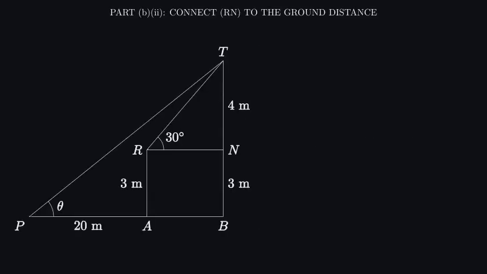The horizontal distance between the poles on the ground is AB. It is equal to RN because RN is also a horizontal distance between the same two vertical poles. The shorter pole is 20 meters from P, so PA equals 20 meters. The longer pole is farther away, so PB equals PA plus AB.